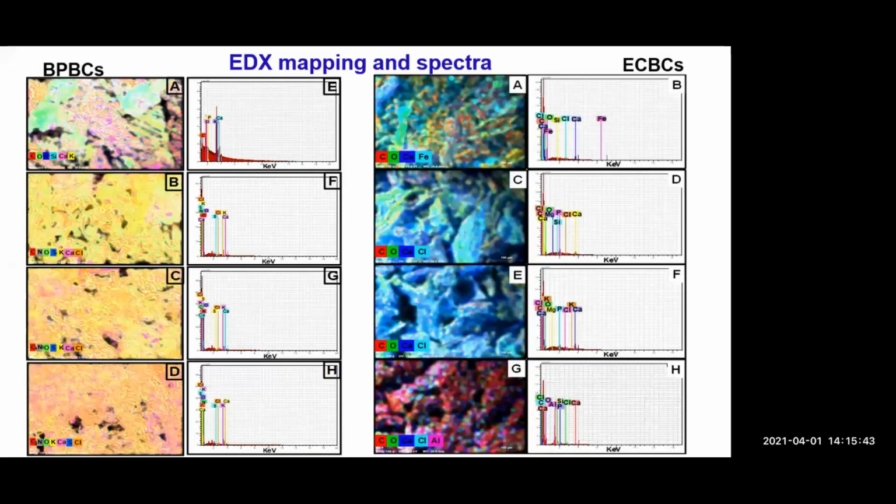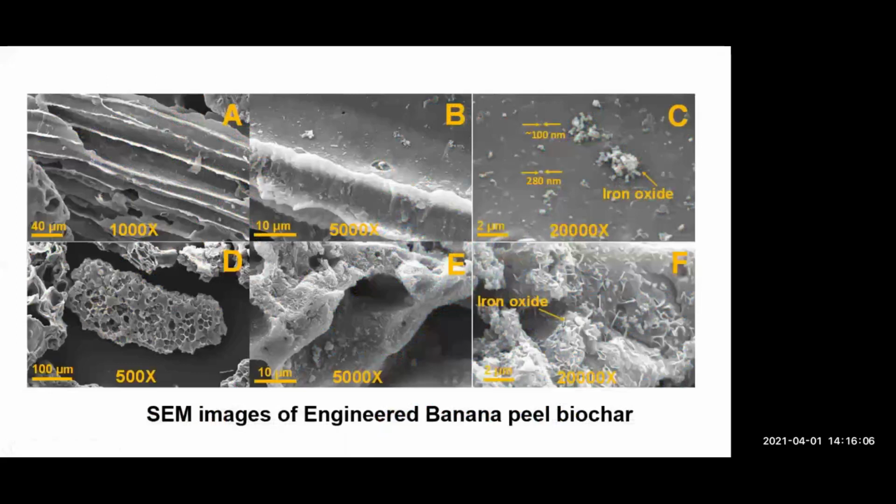shown in this slide, and it shows that both biochars are rich in carbon and oxygen, although the presence of other elements such as calcium, potassium, and phosphorus is also visible. Next is the SEM image of engineered magnetic banana peel biochar.